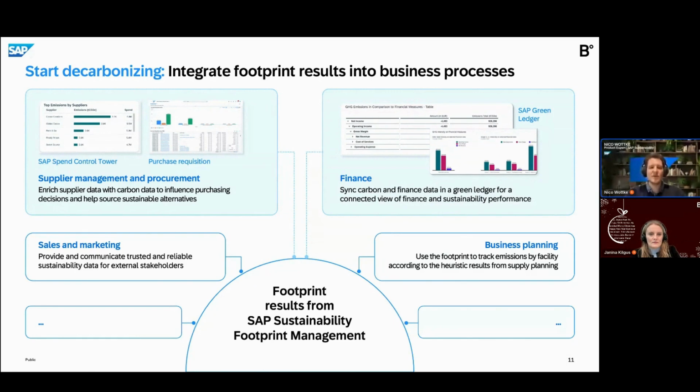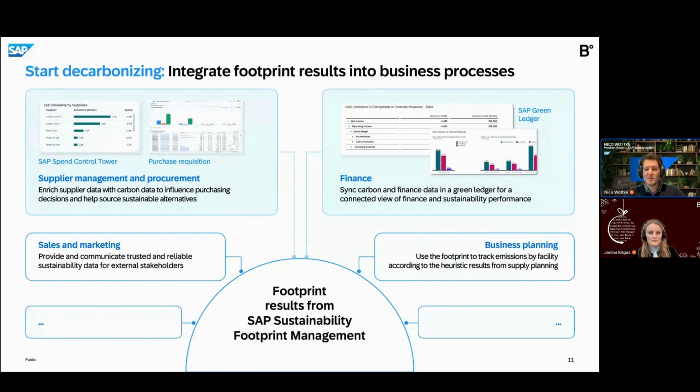And that, again, with our ERP-centric approach, we integrate the calculated footprint results back into the business processes, so back to where your business users are driving their decision-making and in the applications which they are using on a daily basis. One example is supply management and procurement. We integrate the data back into Cloud ERP, into purchase requisitions and purchase orders, and by that can really influence purchasing decisions and help source more sustainable alternatives.